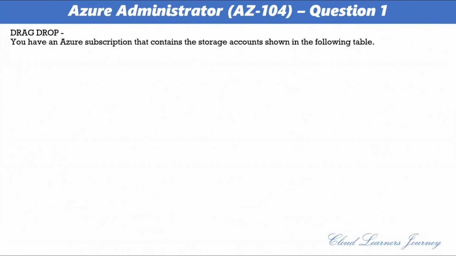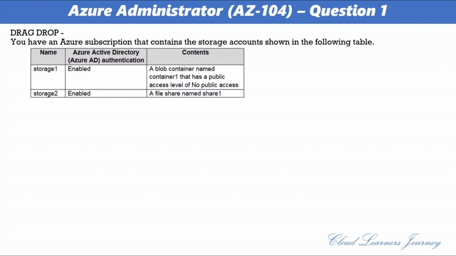Question 1. You have an Azure subscription that contains the storage account shown in the following table. Here we have the columns name, Azure Active Directory authentication, contents. Storage 1, Azure Active Directory authentication is enabled and the content is a blob container named container1 that has a public access level of no public access. And the storage 2, Azure Active Directory authentication is enabled and the contents is a file share named share1.